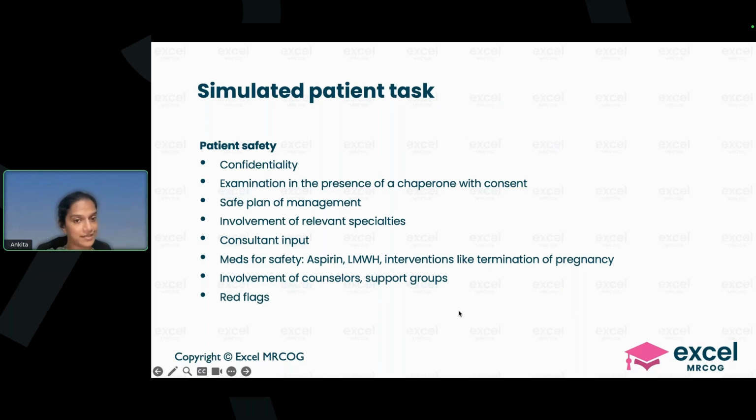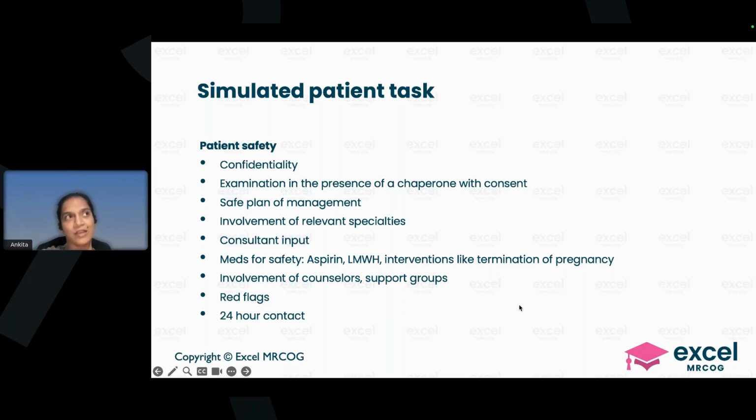Okay, red flags, like when you do a procedure. For example, you do a cone biopsy or LETS procedure, and you are now talking about the procedure to the patient. If you miss to tell her to come back if there is foul smelling discharge, if there is bleeding, if there is fever, because there could be infection in that area, that is against patient safety. You have not given the patient safe information. So these are red flags. So this is how you need to understand patient safety.